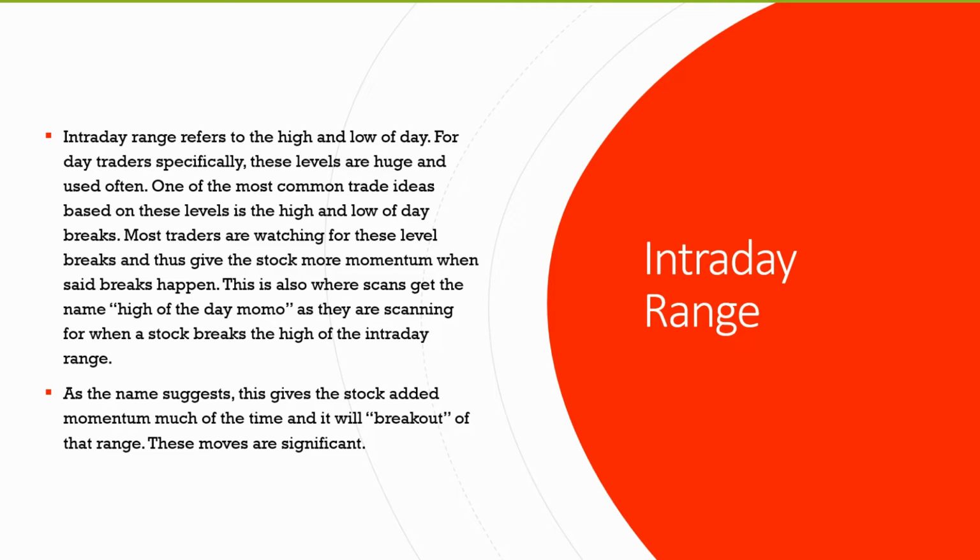VWAP fade is one, the washout long is one, the red to green move, green to red moves doing the exact same thing on the opposite side. VWAP bounce is taking advantage of the middle range, and a lot more. So most of the strategies that I actually trade are taking advantage of the range of a certain stock. And so it's an important thing to understand.